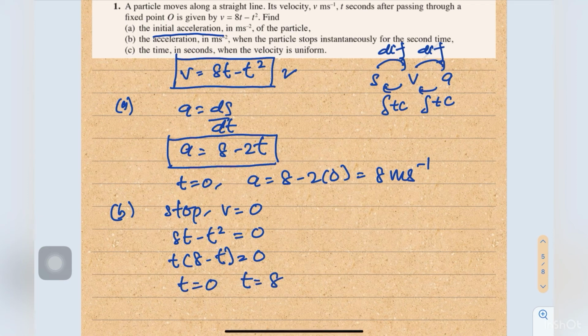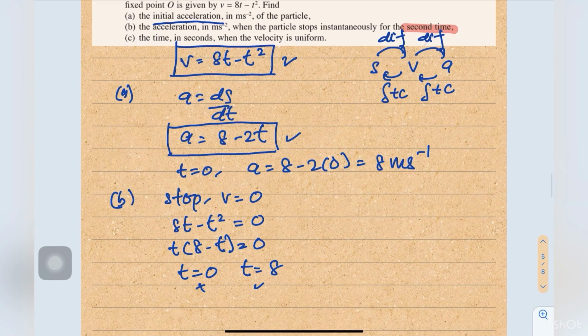Okay, so we need to find the acceleration for when the particle stops instantaneously for the second time. Second time meaning that when t equals 8. So then we substitute t equals 8 into acceleration, into A. So when t equals 8, A equals 8 minus 2 times 8, which equals negative 8 meter per second squared. Okay, sorry, this one is meter per second squared.